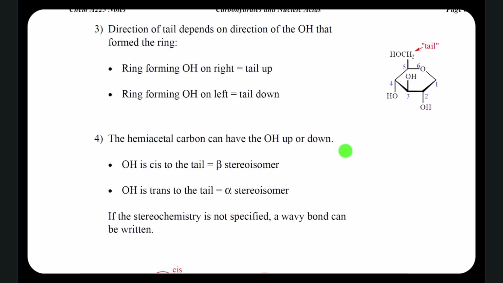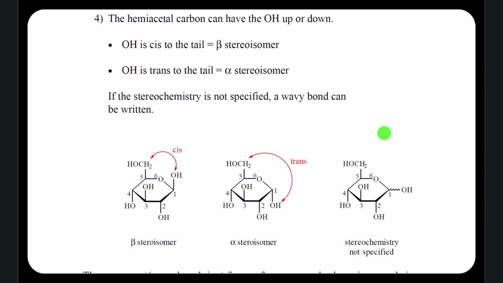We have a way of naming these two diastereomers of the pyranose or furanose molecule. If the OH is cis to the tail, we say it is the beta stereoisomer. If the OH is trans to the tail, we call it the alpha stereoisomer. If the stereochemistry is not specified, very often we draw a wavy bond to indicate that it's a mixture, or we don't know which, or we don't care which. Examples of these are shown below here.